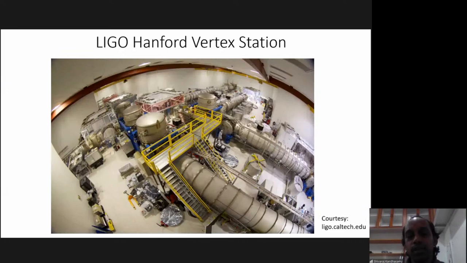This is a picture of the inside of the central station where we have the laser and the beam splitter. You can see the various tubes going out from this building. Through this tube, we send the laser from this corner station to the end station.